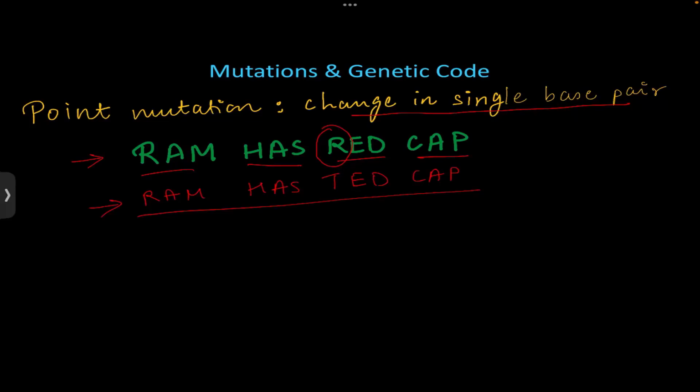So if there is a particular change in the base pair, the meaning of that particular DNA sequence gets changed completely. And when that DNA gets transcribed and then translated to form a protein, the structure of the protein, or whether or not the protein is functional, becomes uncertain.